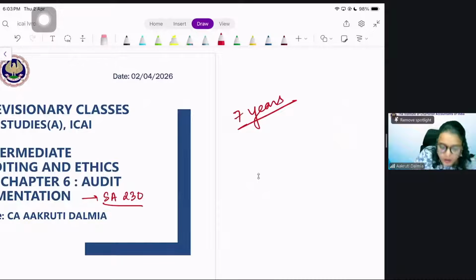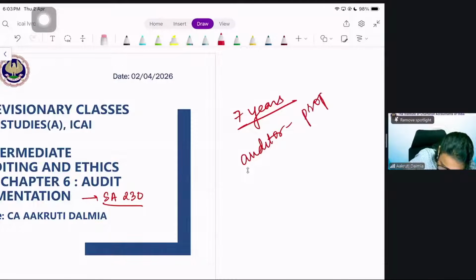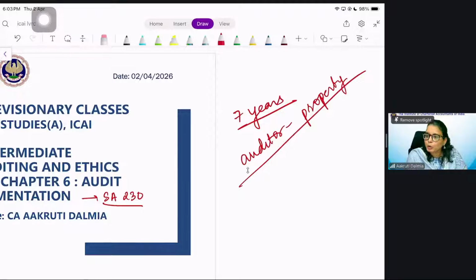7 years of preservation. And whose property is the audit documentation? Very good, Balamurgan, Astha, Pooja, everyone correct. It is the property of the auditor. Now, does SA 230 tell us that audit documentation is the property of the auditor? Which standard tells us that the ownership of audit documentation is with the auditor? Very good, Pooja. It is told by SQC 1, Standard on Quality Control.